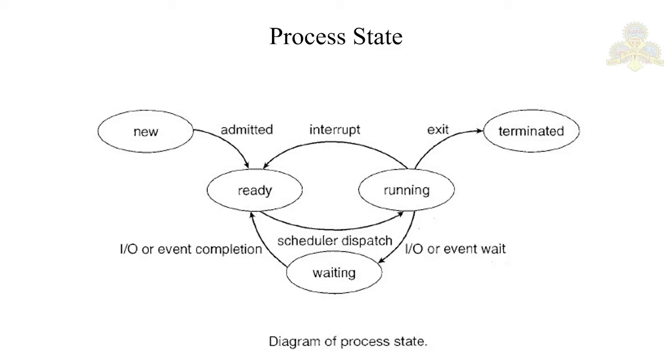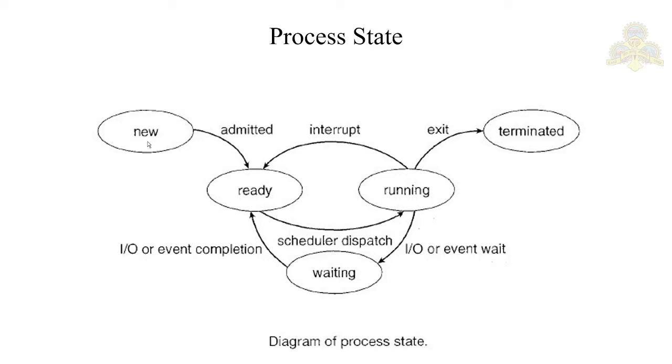Next, we'll study the process state. Whenever your process starts executing, it will change its state. Now, the state of a process is defined in part by the current activity of that particular process. What is it doing? That defines the state. Your process can have multiple states such as new, ready, running, waiting, and terminated. So these are the five states your process will have.